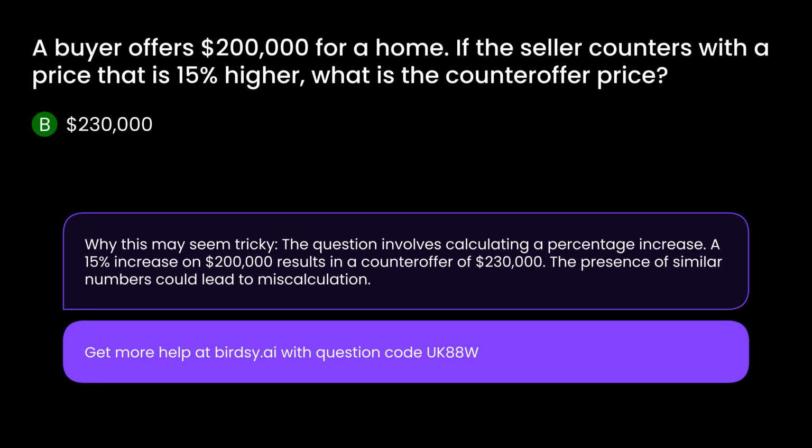Why this may seem tricky? The question involves calculating a percentage increase. A 15% increase on $200,000 results in a counteroffer of $230,000. The presence of similar numbers could lead to miscalculation.